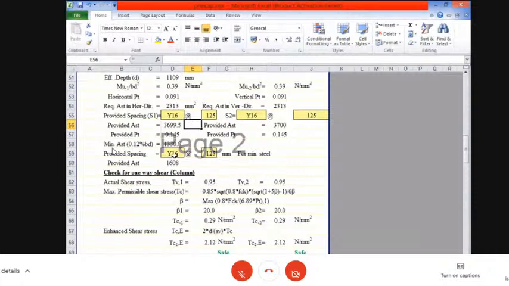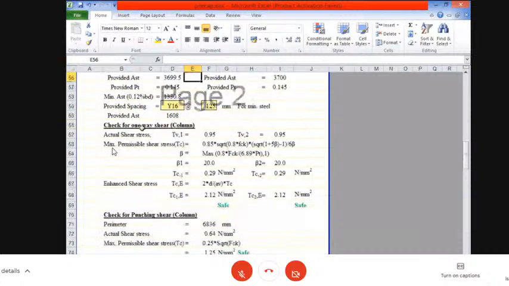The reason we check this is that sometimes the calculated area of steel may be less than the minimum area of steel. In that case, don't provide that steel; you have to provide the minimum Ast. Whichever is greater, only that you have to provide. If you get more than the minimum Ast, you can provide it as it is. If you get less, then you should provide the minimum area of steel. So this is the provided Ast.